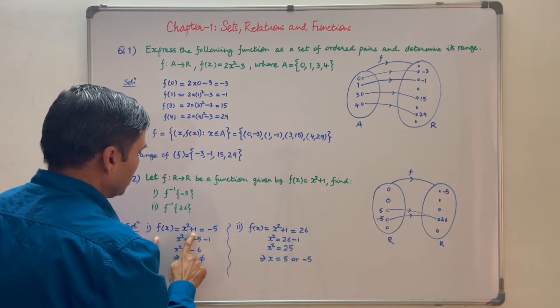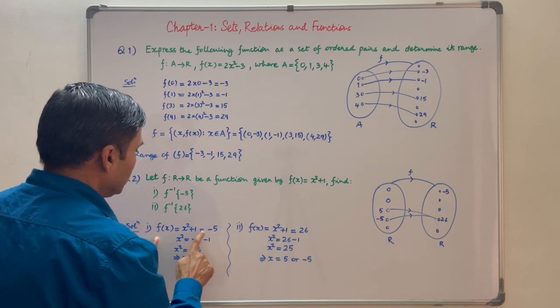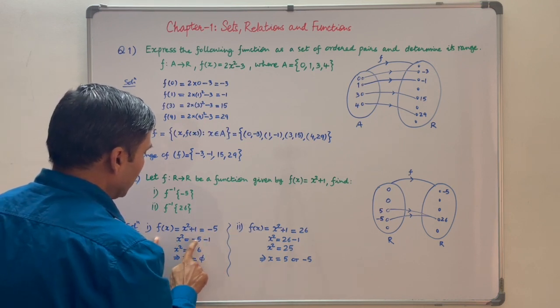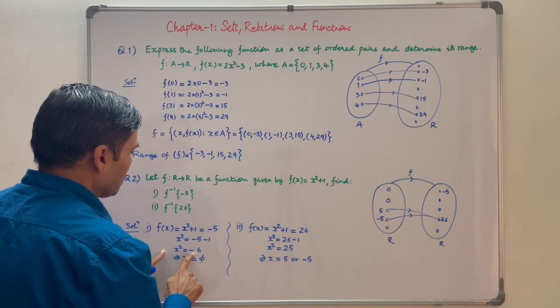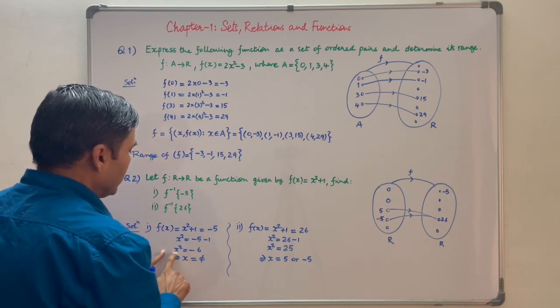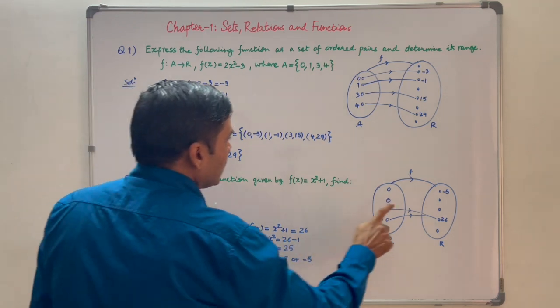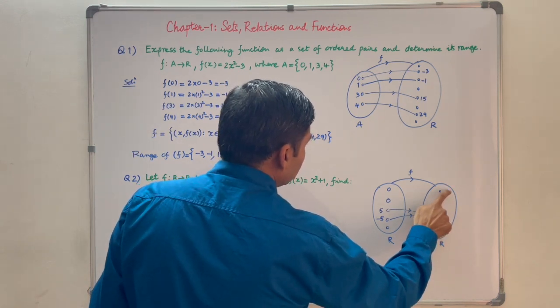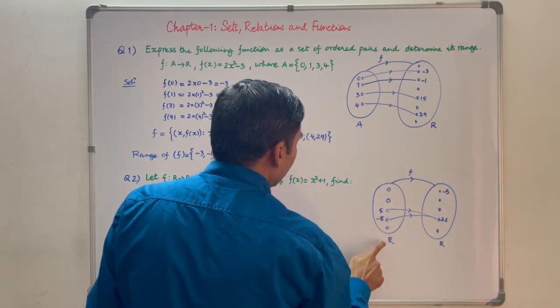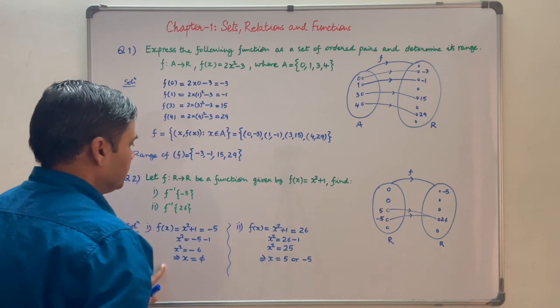So x square plus 1 is equal to minus 5. Means x square is equal to minus 5 minus 1, that is minus 6. It is not possible because the square of any real number is always non-negative. What it means? It means corresponding to minus 5, there is no pre-image in set R or the domain.